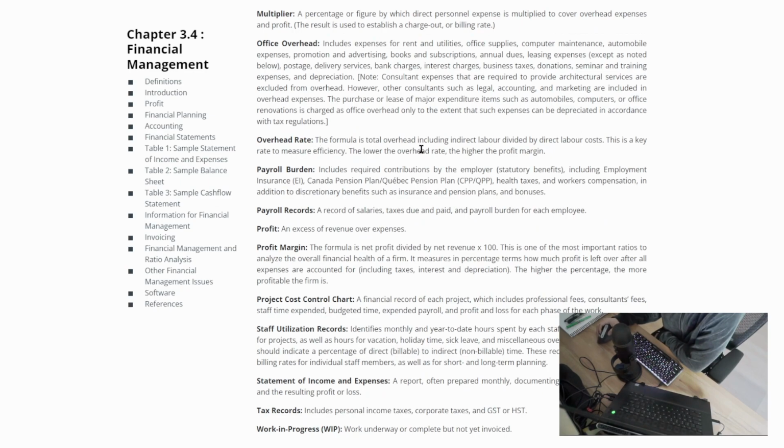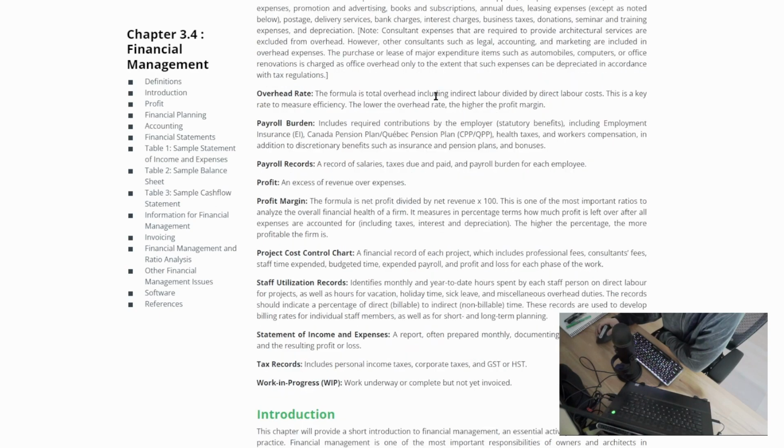Overhead rate. The formula is total overhead including indirect labor divided by direct labor costs. This is a key rate to measure efficiency. The lower the overhead rate, the higher the profit margin.